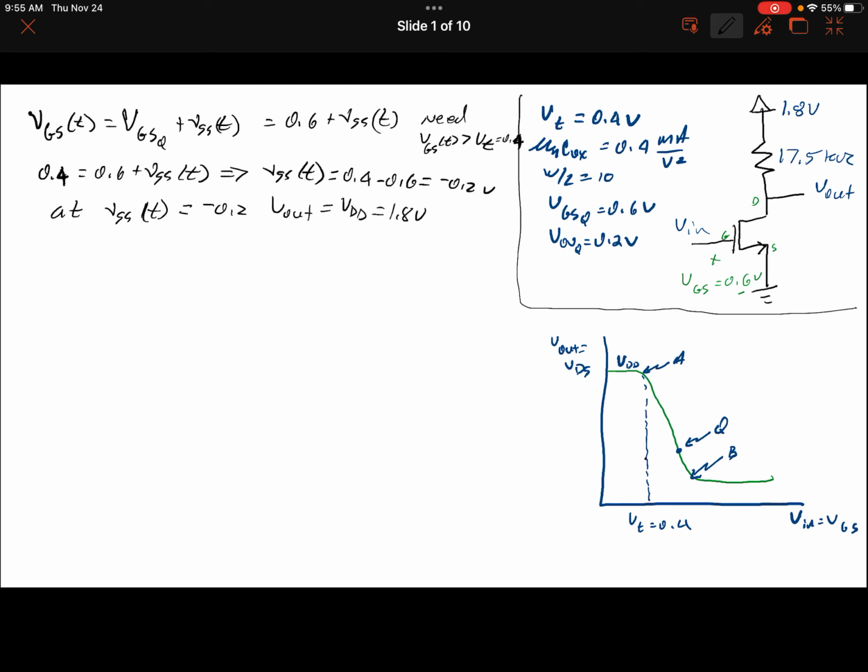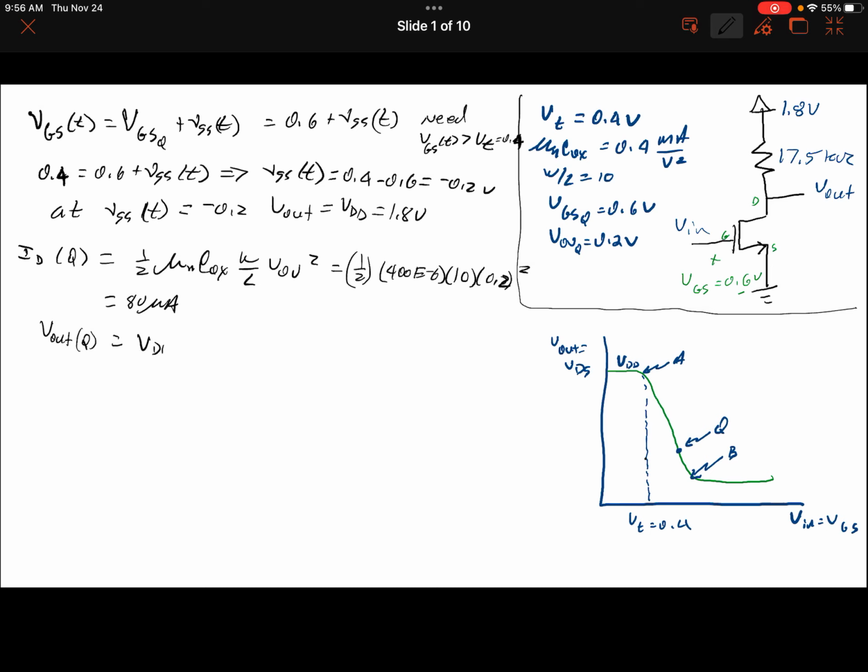One good question is, what would be the current at point Q? Well, it's in saturation, so it equals 1/2 mu n C ox W over L times V overdrive squared. And V overdrive is 0.2 volts. So we've got 1/2 times 400 microamps per volt squared times 10 times 0.2 squared, and we get 80 microamps at that Q point.